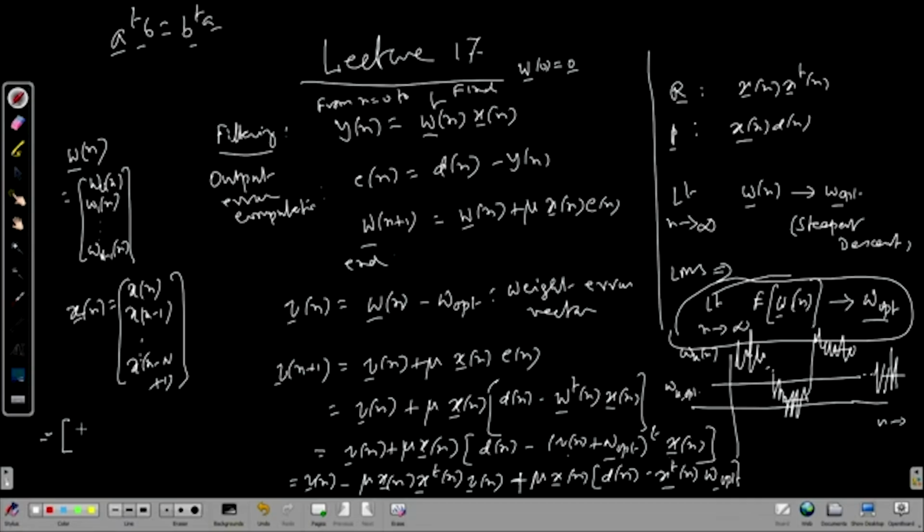I take identity matrix, V n is identity matrix into V n, identity matrix into V n is V n itself. So, this is identity matrix into V n minus mu x n x transpose n V n. So, this V n again I take common. Okay, and this much is as it is.